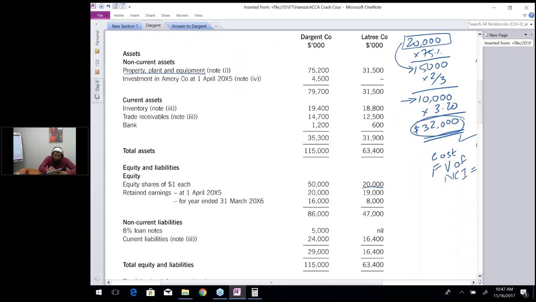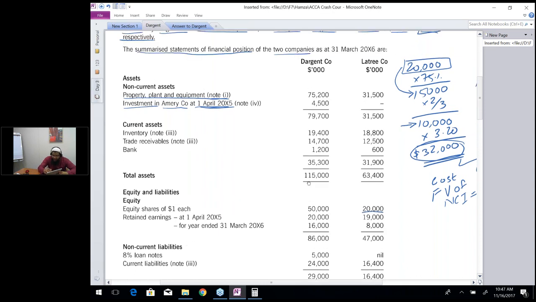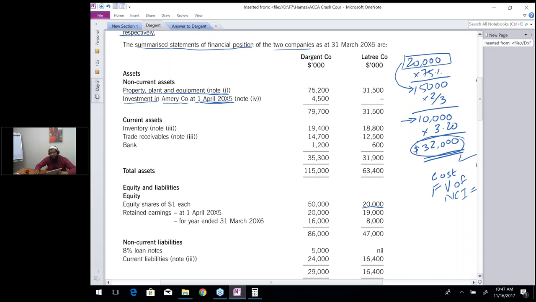We have the property, plant and equipment, and there's a note number 1 relating to this. We have investment in Amray at 1st April 20x5, which means probably at the start of the year, because our year end is March 20x6. So at the start of the year, we have made some investment, and the word Amray seems to be an associate to us. Maybe we are wrong, but it seems to be an associate. Yes, Simran? The word Amray seems to be an associate, but the question has not clearly defined this.